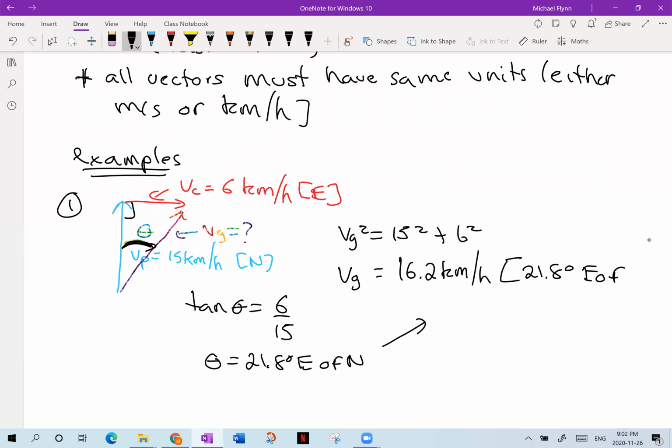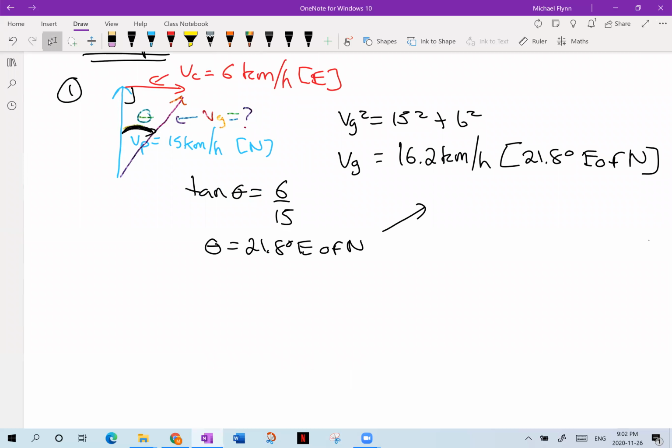Now we can only assume that this is what the pilot of the boat actually wishes to do. All right, well, that's pretty straightforward. Now let me give you another problem.